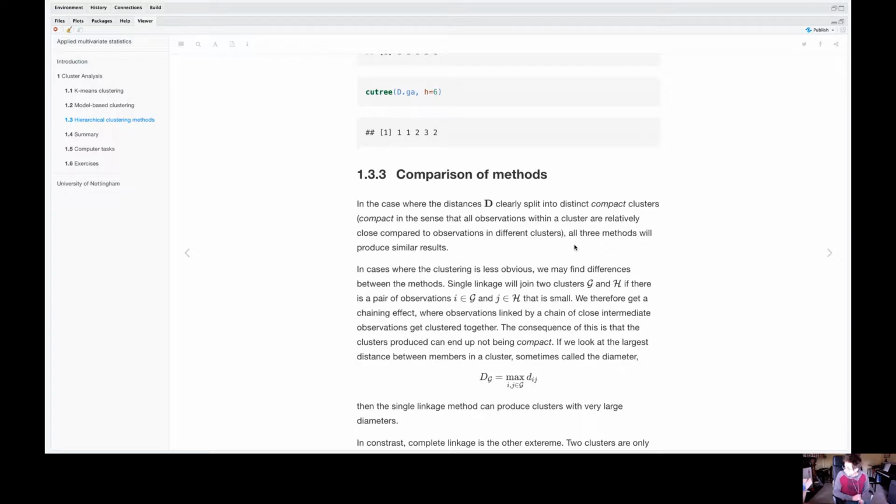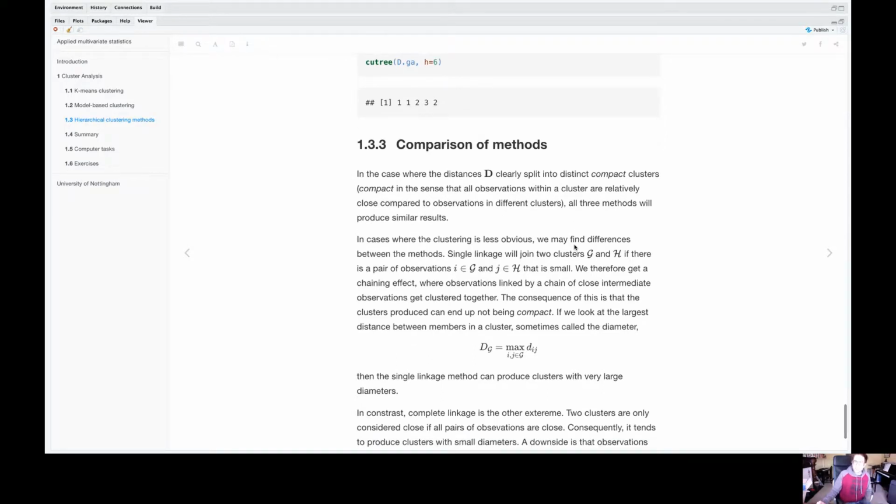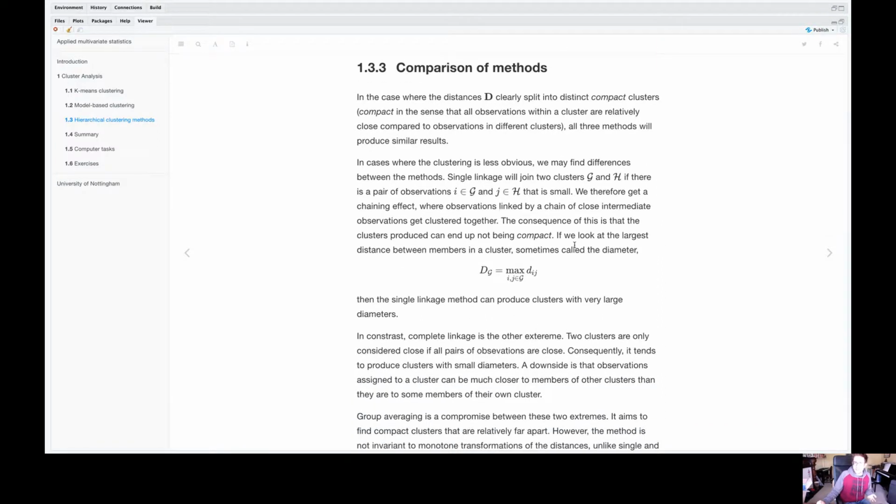So how do we choose between methods? Well, there isn't a single answer to this. The methods have various different strengths and weaknesses. In the case where the data are really split into distinct, compact clusters, and compact in the sense that all the observations from the cluster are relatively close to each other compared to the distance to other clusters, then all the methods are going to produce very similar results. It doesn't matter. When it does matter is when the clustering is less obvious.